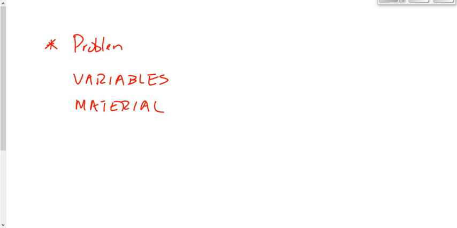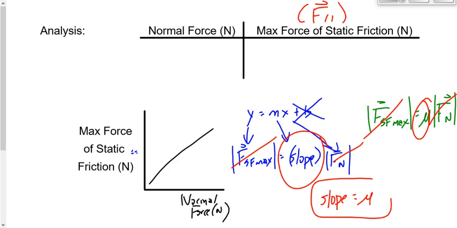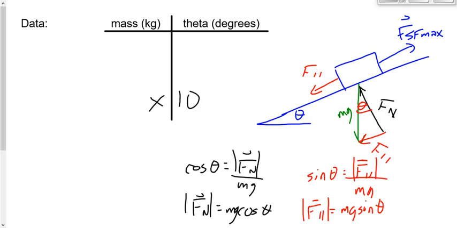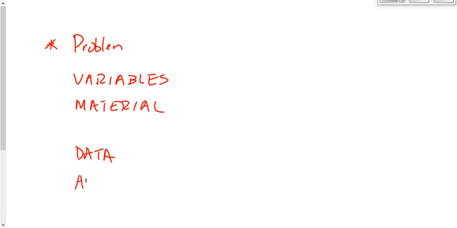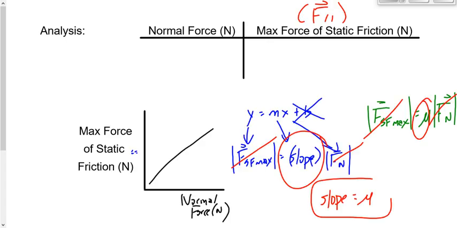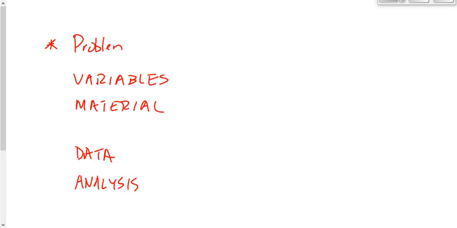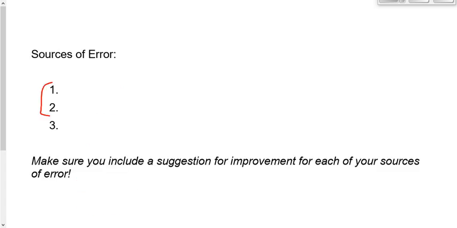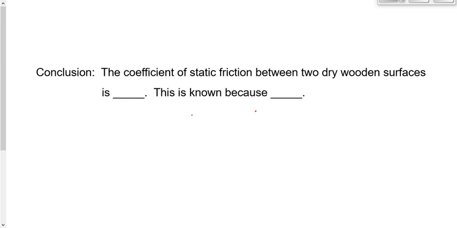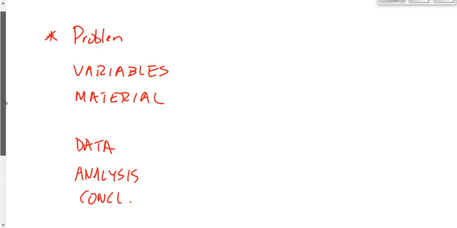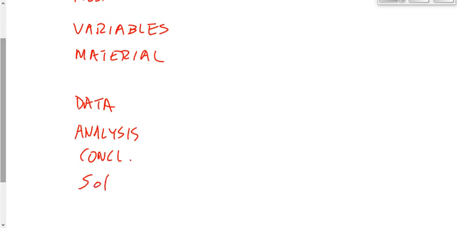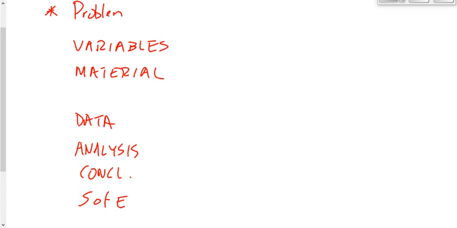What else do we need? You don't need a procedure. You do need data, which is that first table. Remember that first table of mass and theta? You need analysis, which is that second table of normal force and static friction, and then your graph and everything on this page basically is analysis. And then finally we need a conclusion, which is what is the coefficient of friction and how do you know? And then you need your sources of error, 2 or 3 good sources of error. Some people call that sources of error evaluation, whatever you want to call it, I don't really care.